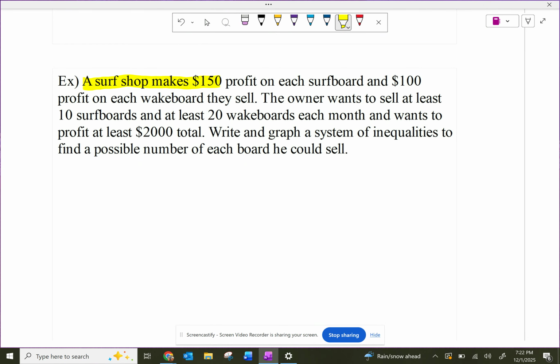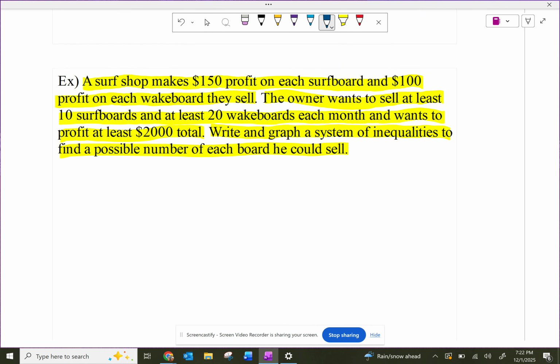A surf shop makes $150 profit on each surfboard and $100 profit on each wakeboard they sell. The owner wants to sell at least 10 surfboards and at least 20 wakeboards each month and have a profit of at least $2,000 total. So again, write and graph a system of inequalities and find a possible number of each board they could sell.